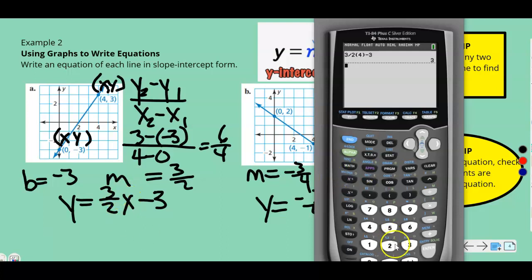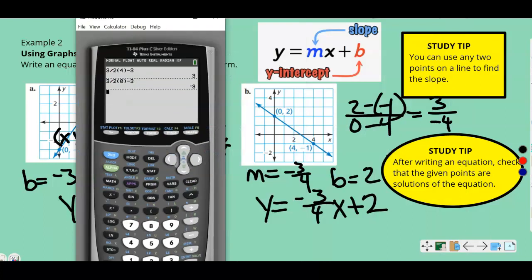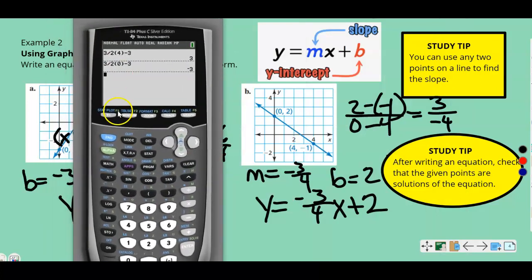So 3/2. And for x, we're plugging in 0. And then I am going to subtract 3 again. Hit enter, I should get negative 3. Right here, negative 3, our y value is negative 3. So A part is correct. Both points fall on the line. All right, let's check B part.